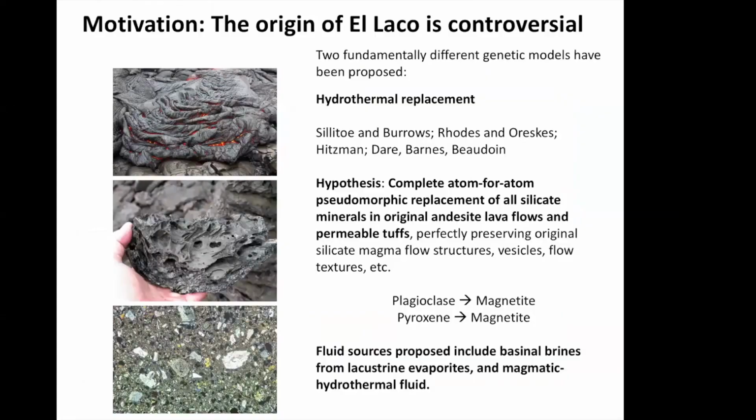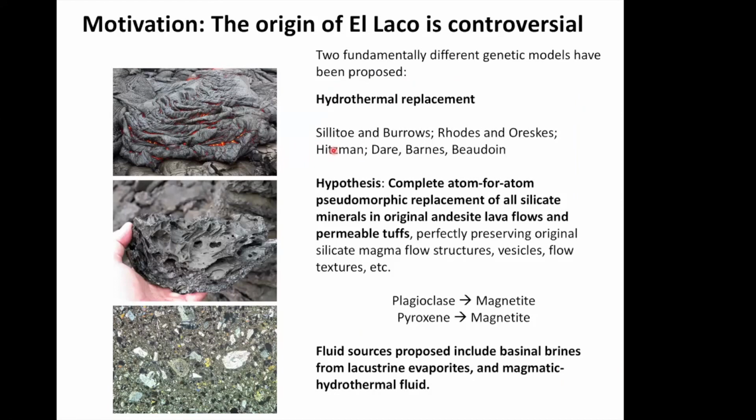So there are two fundamentally different hypotheses that have been proposed to explain the El Laco ore bodies. One is referred to as the hydrothermal replacement model, and there are lots of papers by these authors here. And I'll just give you the quick skinny about the hydrothermal replacement model. What it invokes is complete metasomatic replacement on an atom for atom basis of pre-existing andesitic and dacitic lava flows.